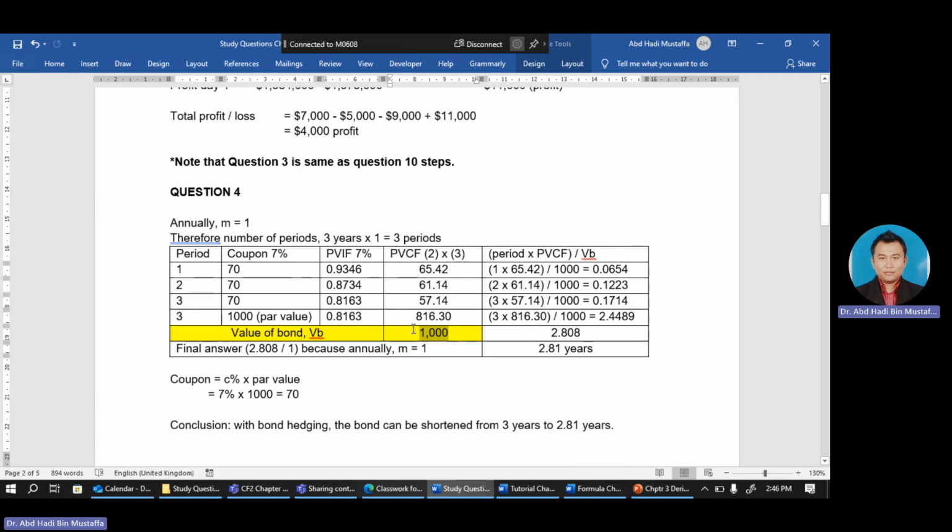How do you get 1000? You sum up here, add everything, and you will get this. And then the period multiplied column.